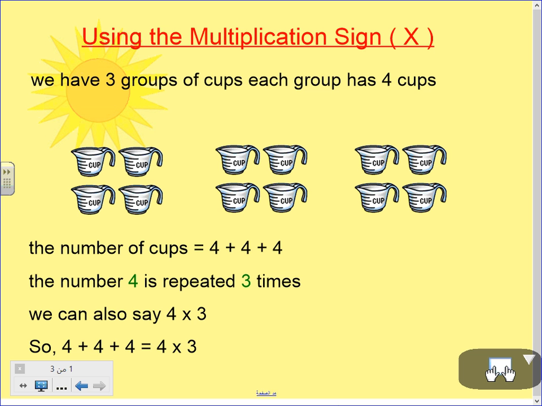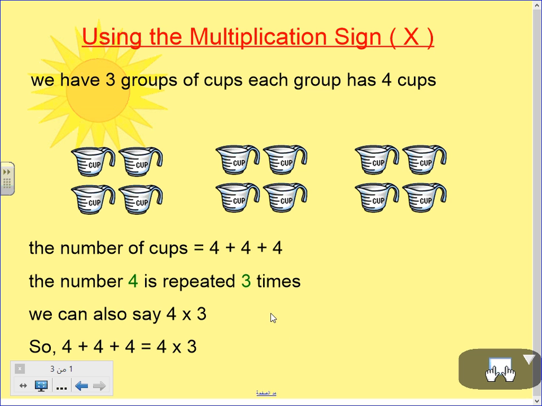In front of us, there are three groups of cups. Each group has four cups. So, the number of cups equals 4 plus 4 plus 4. We notice that the number 4 is repeated 3 times.